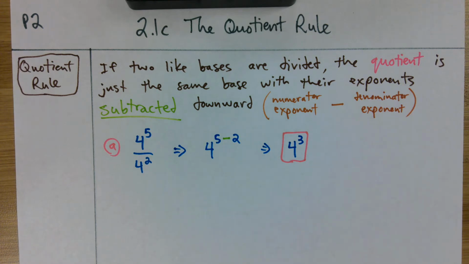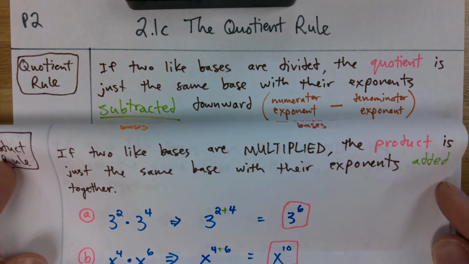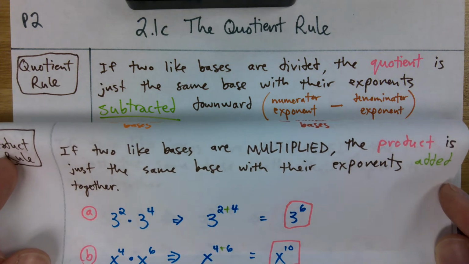Pretty much the exact same thing as yesterday, except instead of multiplication with addition, we're doing division with subtraction. Look at our definition from yesterday. If two like bases are multiplied, then the product is the same base with their exponents added. Now we're just doing the inverse of that, which is dividing with subtraction.